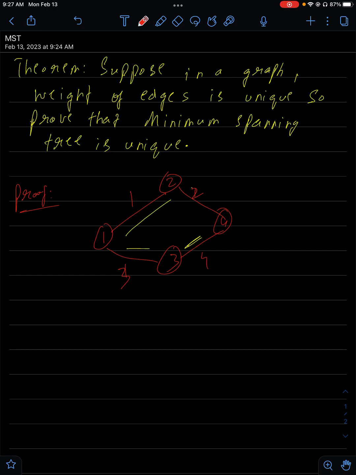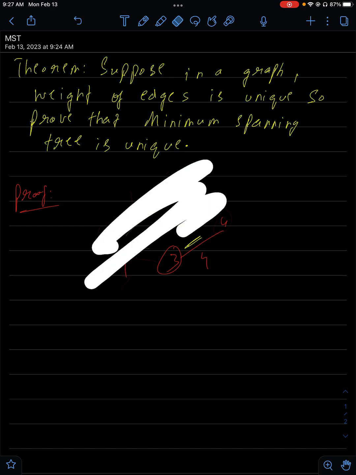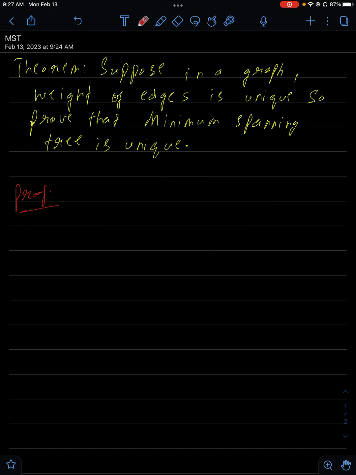Because a minimum spanning tree means the minimum possible weight of a tree. So there can be two minimum spanning trees. So let's just prove this property. Let's use contradiction to prove this. Okay, so let's prove this by contradiction.